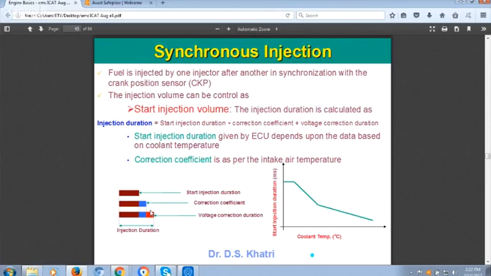Clear? And like this, there may be more correction factors also. Like there may be an engine coolant temperature correction, there may be an intake temperature correction also. You can add atmospheric pressure correction also. But these are the correction factors. So the final duration of injection is equal to the base duration of injection plus correction factors. And a correction factor may be due to any reason, like battery voltage, like air temperature, like coolant temperature, meaning engine temperature, or depending upon the atmospheric pressure.